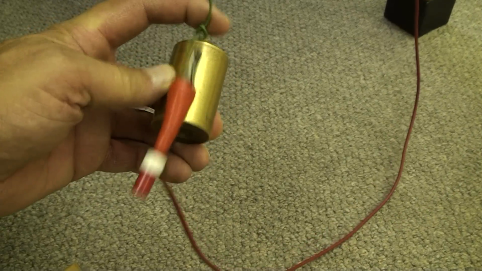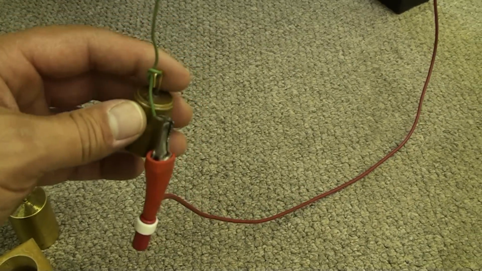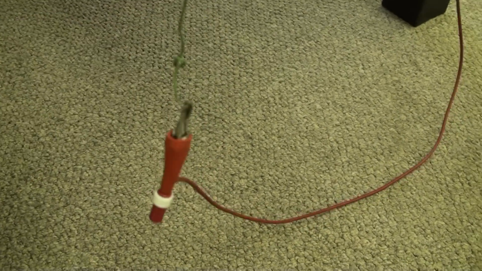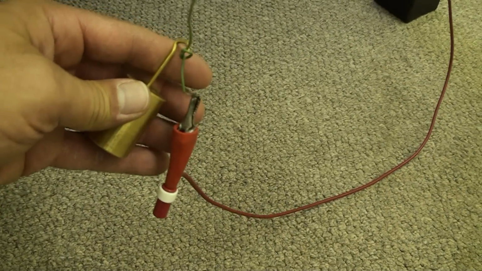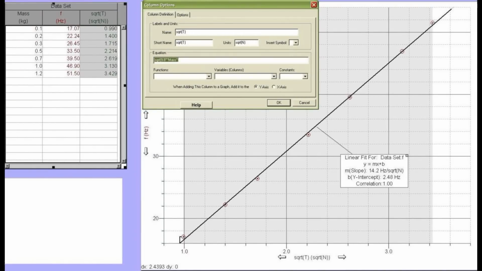Swap out the hanging weights for a variety of masses ranging from 100 grams to about 1.5 kilograms. Convert these masses into tension by multiplying m times g. In graphical analysis, you can create a new calculated column to obtain the square root of mass times 9.8. A plot of frequency versus square root of tension is linear, and the slope may be compared with theory. In the theoretical calculations, don't forget that n equals 3.